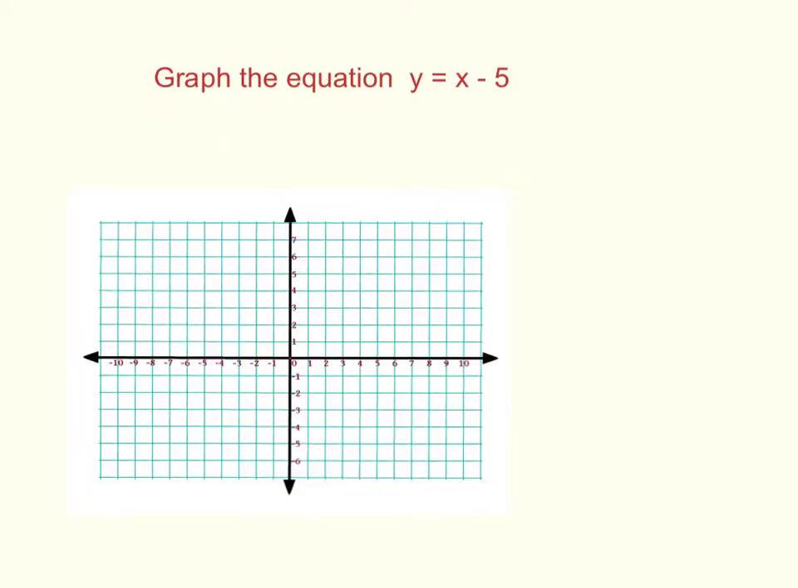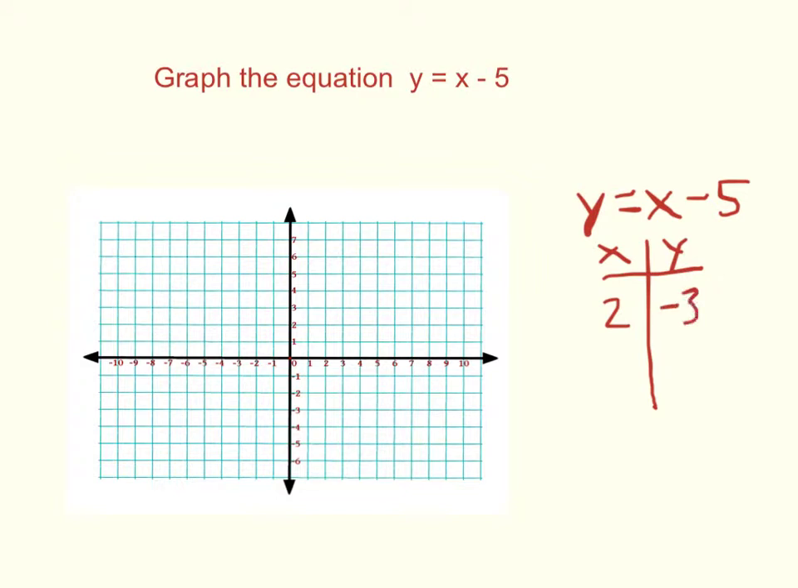Here we're asked to graph the equation y equals x minus 5. What we'll go ahead and do is to make a function table. I'll go ahead and write the function rule, and then I'll find for each value of x that goes in, what value of y comes out. If I put in the value 2 for x, 2 minus 5 is negative 3. So I have the point (2, negative 3) as being on this line.